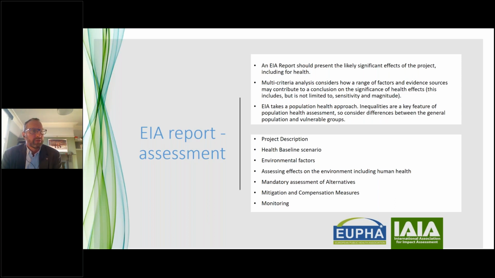A key point also is that EIA takes a population health approach. We define this term in the document, and there is some scope for confusion here, because obviously the terms population and human health come closely together in the directive. And then in public health, there is a concept called population health. So there is plenty of room for confusion there.